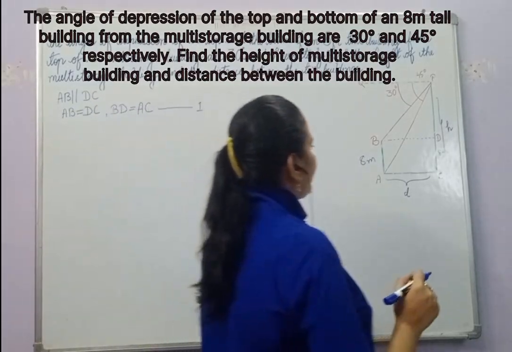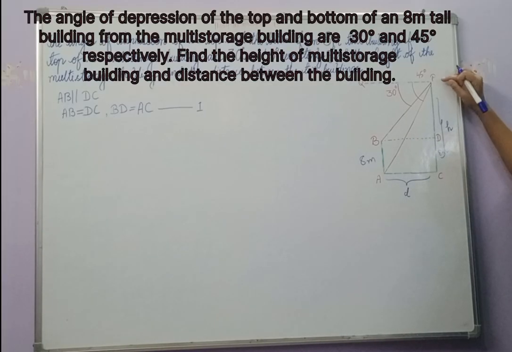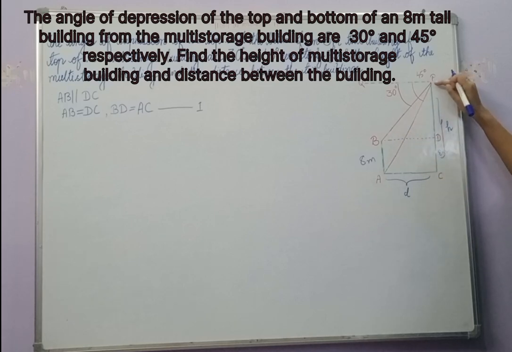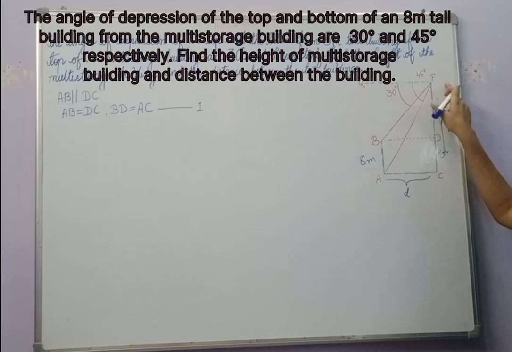Now see, we know the height till here, D to C. But we don't know this P to D. In trigonometry, the easiest way is to look at this triangle PBD. If we know this side of the triangle, then we can solve the question. So for this, see, PQ is parallel to BD.